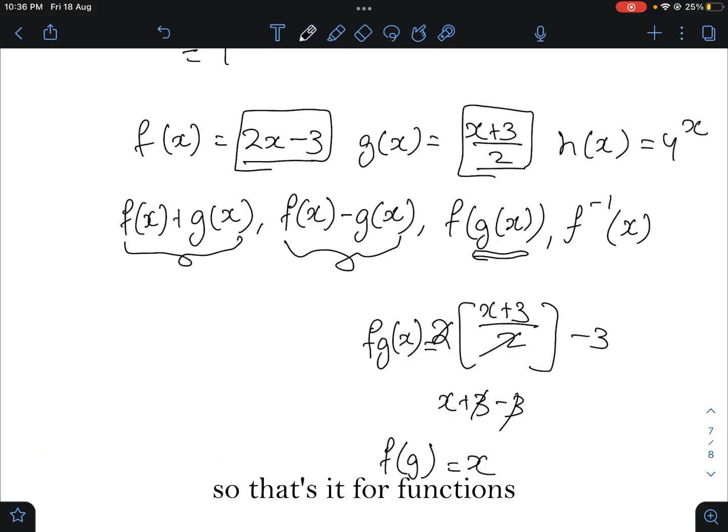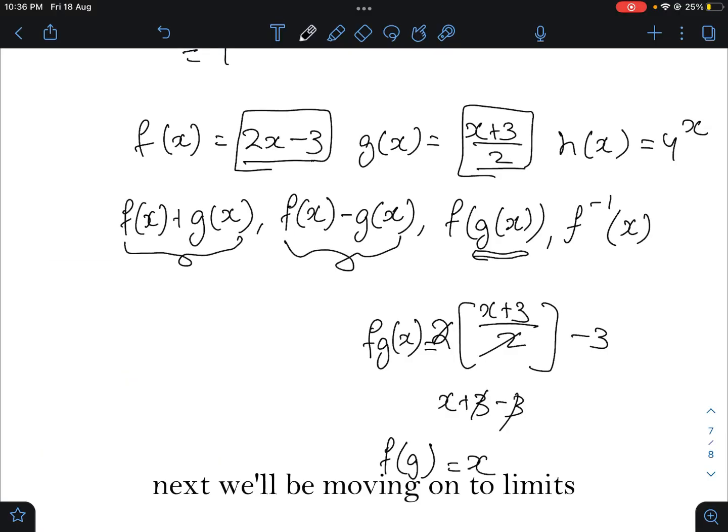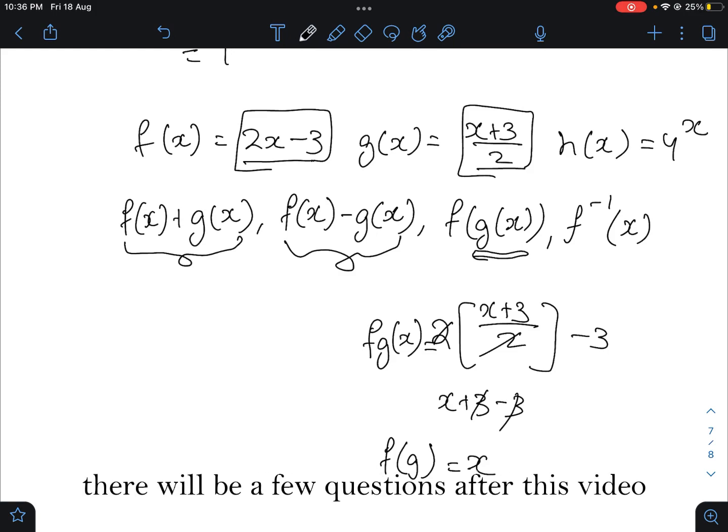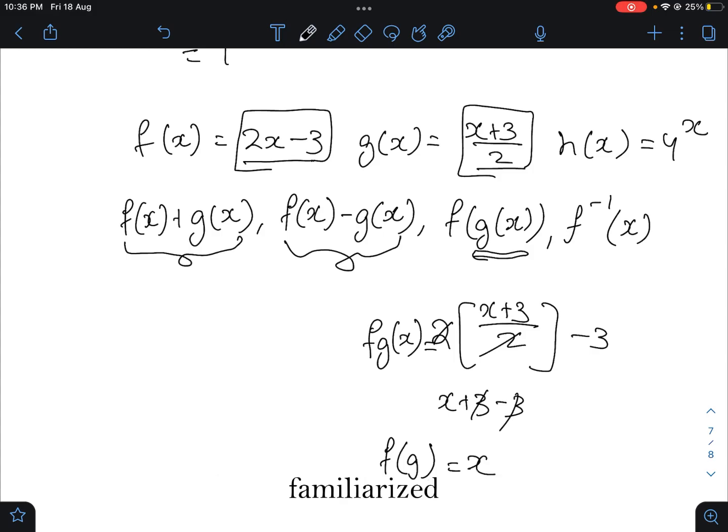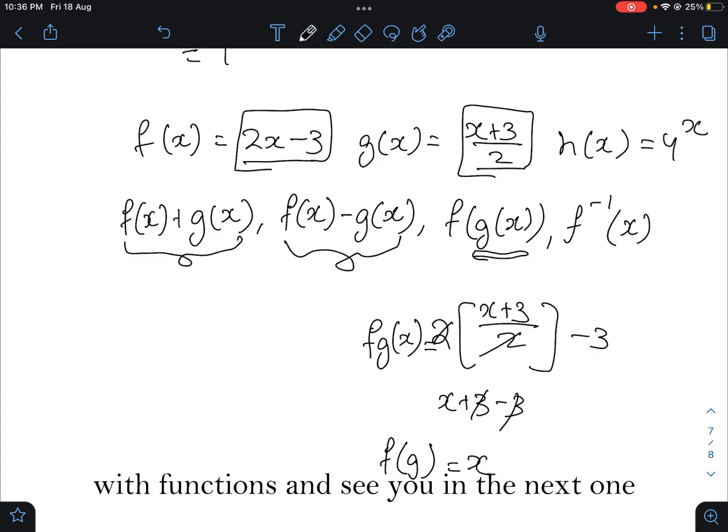So that's it for functions. Next we'll be moving on to limits. There will be a few questions after this video to help you get familiarized with functions, and see you in the next one.